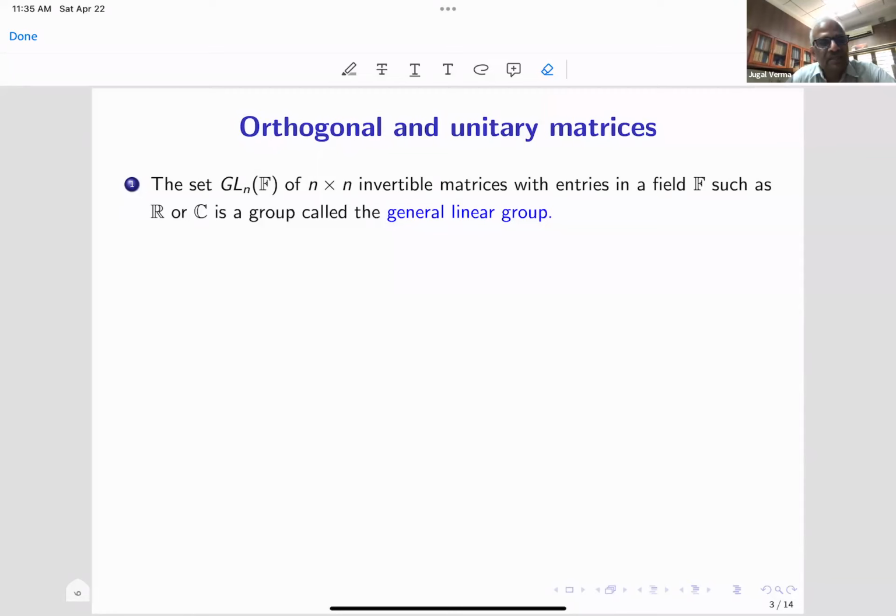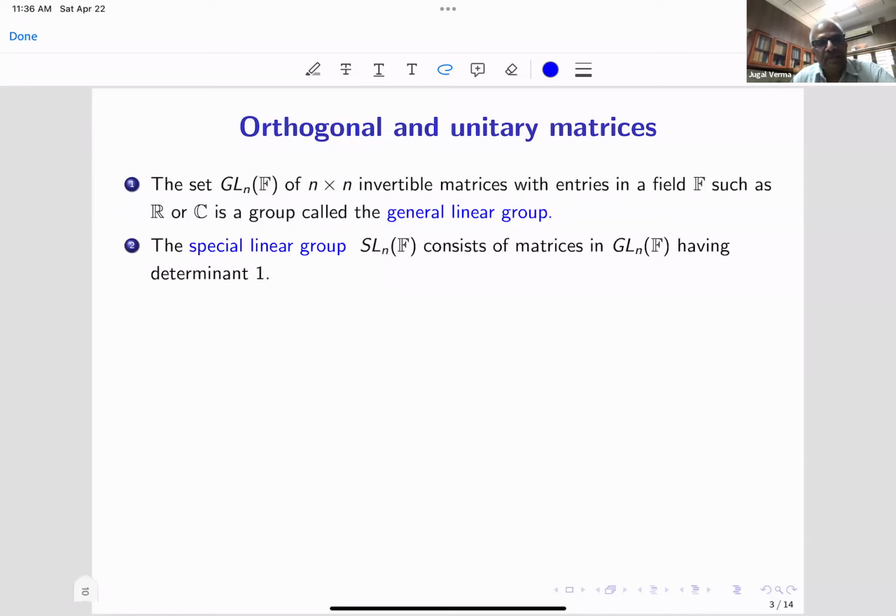So the first is the set GL_n(F), called the general linear group. This is the general linear group of n by n invertible matrices, where entries can be from any field. You can think of the field of real numbers or complex numbers, but there is a very interesting body of literature when F is a finite field. The special linear group consists of matrices in GL_n(F) which have determinant 1, and this is a normal subgroup of GL_n(F).